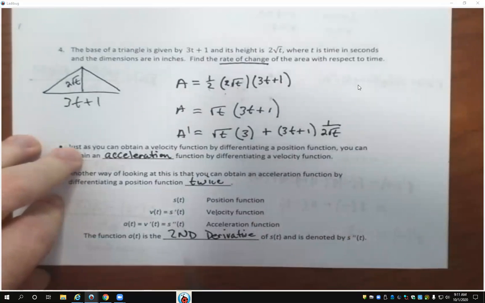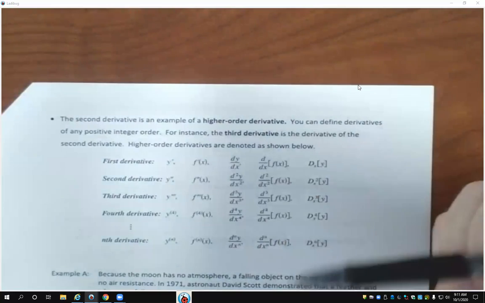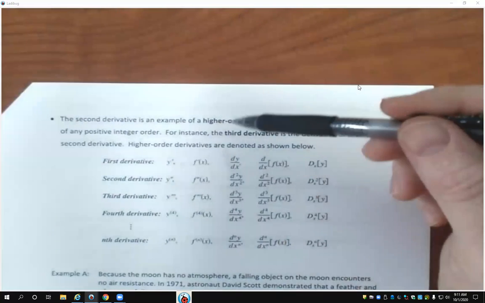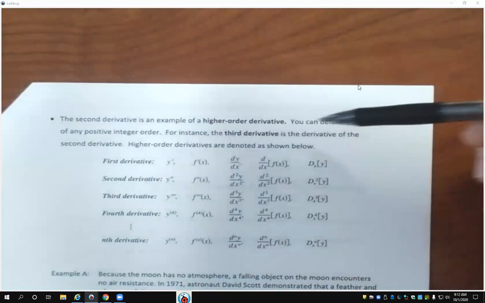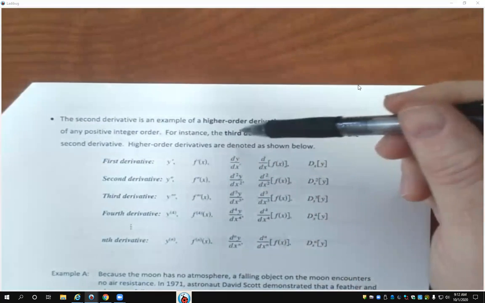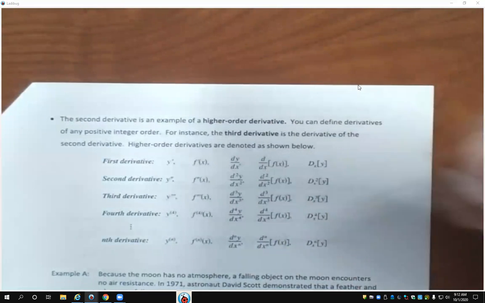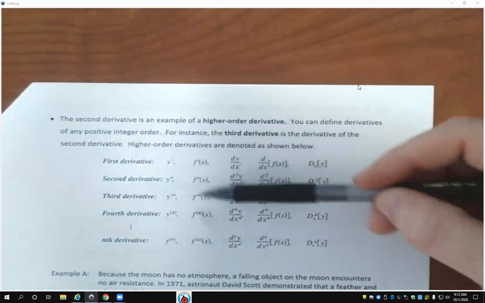Two tick marks. And then over here, flipping that over, there's just a bunch of different ways going all the way up to 4, okay? Second derivative is a higher order derivative. You can define derivatives of any positive integer order. For instance, the third derivative is the derivative of the second, the fourth derivative is the derivative of the third. And these are our notations.